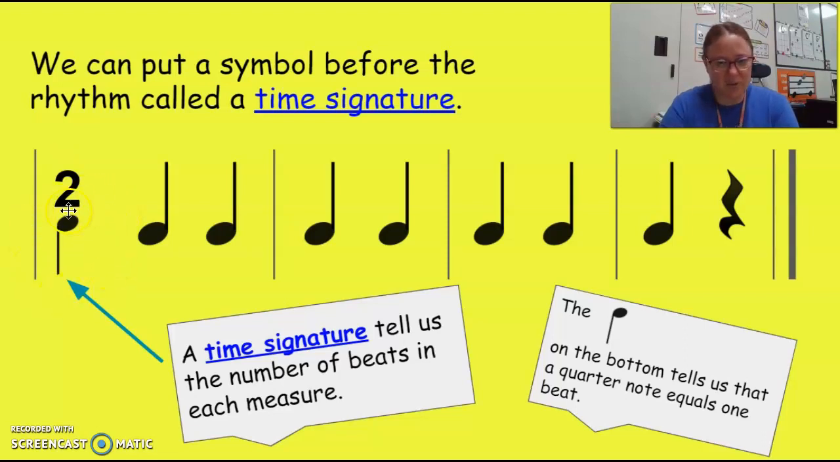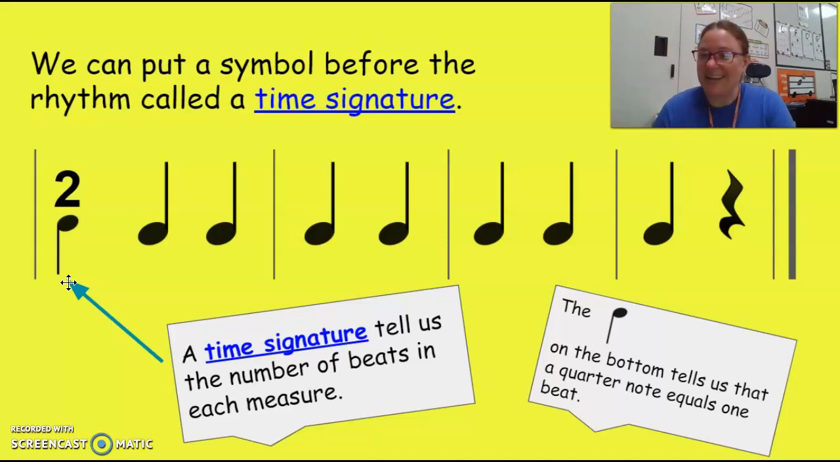This upside down quarter note on the bottom tells us that a quarter note equals 1 beat. So if we didn't know that information, it would be right there for us. We call this particular time signature 2-4. That is 2-4 time signature.